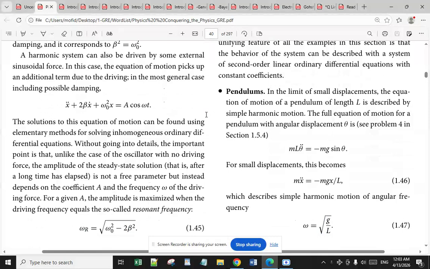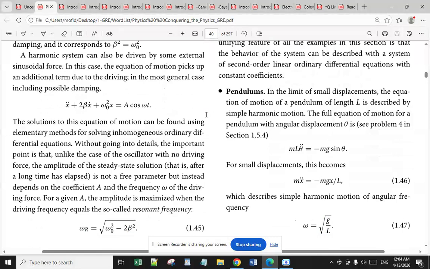In the limit of small displacements, the equation of motion of a pendulum of length L is described by simple harmonic motion. The full equation of motion for a pendulum with angular displacement theta, see problem 4 in section 1.5.4, is mL theta double dot equals minus mg sine theta.